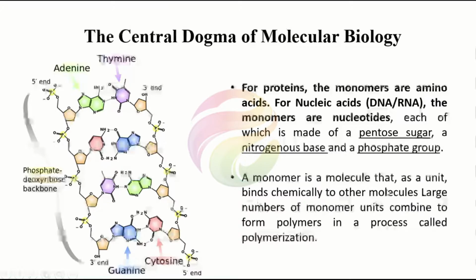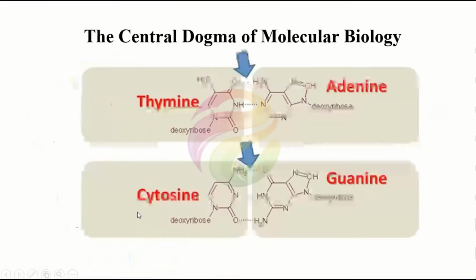So a monomer is the molecule that as a unit binds chemically to other molecules. A large number of monomer units combine to form polymers. Okay, when all the monomers, the nucleotides, combine one by one, that will form a polymerization. That process is called polymerization.